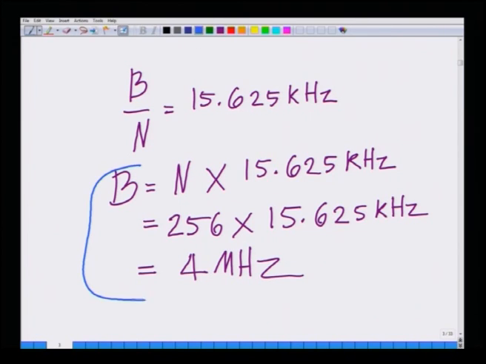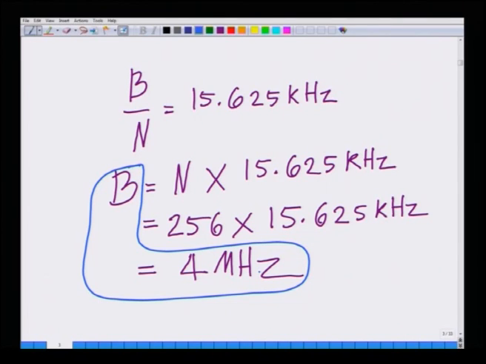Hence, the bandwidth of this fixed profile OFDMA is B equals 4 megahertz, which is a wideband channel. It is much larger than the coherence bandwidth of 300 kilohertz. By dividing this into N = 256 subcarriers of bandwidth 15.625 kilohertz each, this system is ensuring that each subcarrier experiences only flat fading and not frequency selective fading. Thus, the total bandwidth B is 4 megahertz.